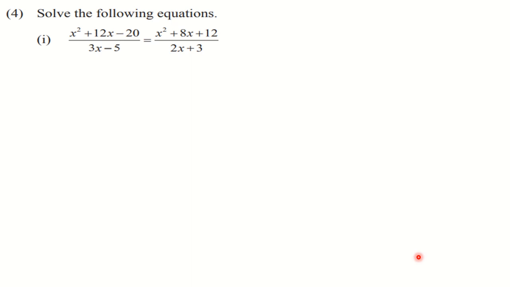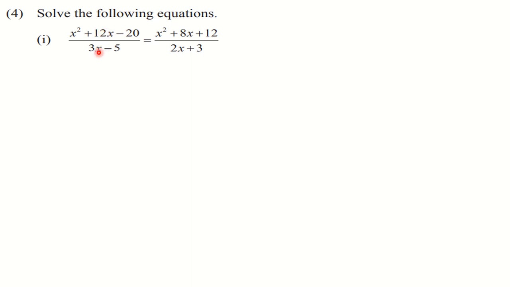Okay. So the first question here is (x square plus 12x minus 20) upon (3x minus 5) is equal to (x square plus 8x plus 12) divided by (2x plus 3). Such questions we have seen in solved examples also. Here, to solve means what? To find the value of x. And to get that, we have to eliminate some terms. So we have to make use of the properties like invertendo, alternando, componendo, dividendo and componendo dividendo. So we have to think and act.